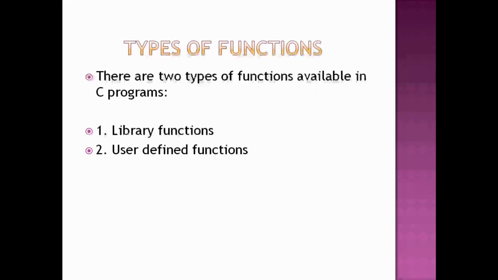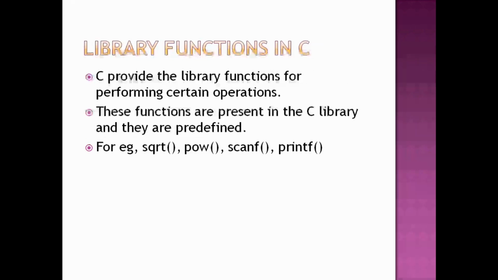Next slide. Types of functions. Basically there are two types of functions available in C programs. One is library functions and the second is user defined functions. Library functions are inbuilt functions which are already present, and user defined functions are the ones the user writes according to his own convenience. Whatever function he wants, he can write. Since the user writes the function, these are called user defined functions. And the functions which are already present are called inbuilt functions.